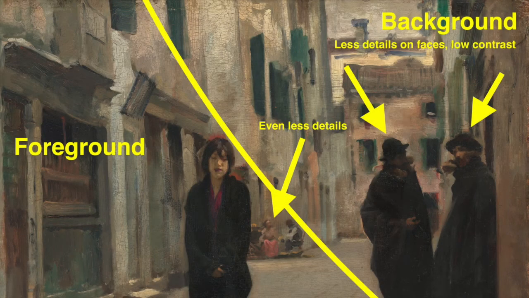In this painting, we can notice that the people in the background have fewer details on their faces and clothing, as well as a lower contrast overall. The third set of people in the back have even fewer details than the two gentlemen in the middle.